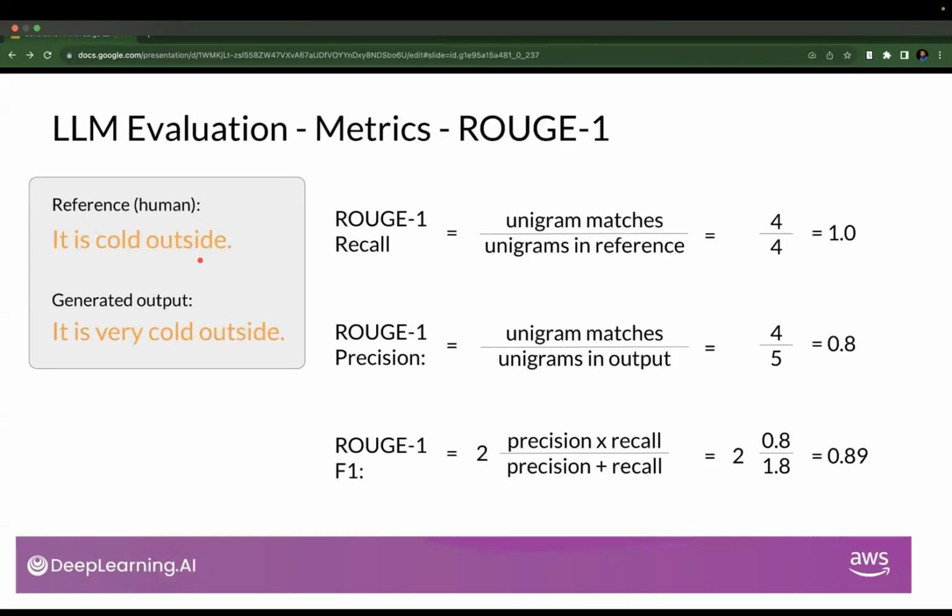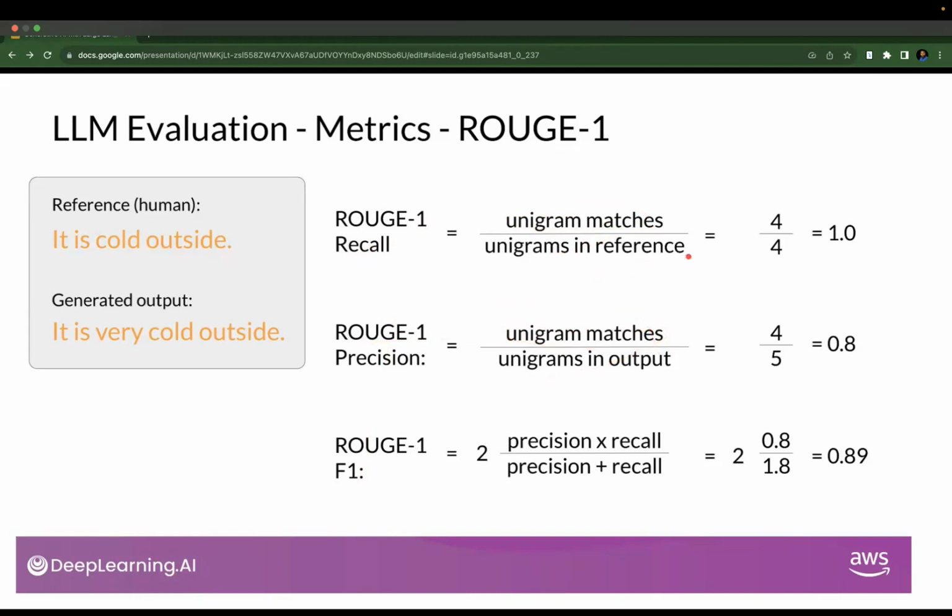So ROUGE has different scores: ROUGE-1, ROUGE-2, and so on. In ROUGE-1, we try to see how many unigrams are matching. Unigrams means one token or one word. In this case, the reference has 4 unigrams and the generated output has 5 unigrams. We calculate recall and precision, and then based on recall and precision, we calculate the F1 score. Recall is how many unigrams are matching per reference, and precision is how many unigrams are matching per output.